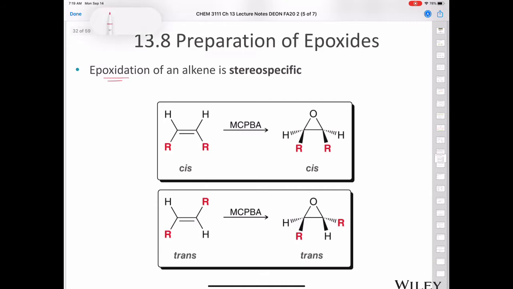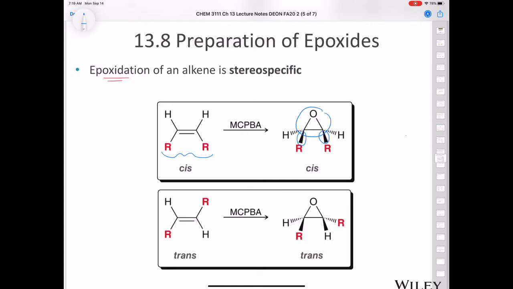And so you have to know that if you start out with a cis or a trans alkene, you're going to end up with a cis or a trans epoxide. What we mean by that is, you see here we have a cis alkene, the two R groups are on the same side. Well, when we form our epoxide, you can see that the two R groups are both on wedges, which means they're both on the same face of the molecule.